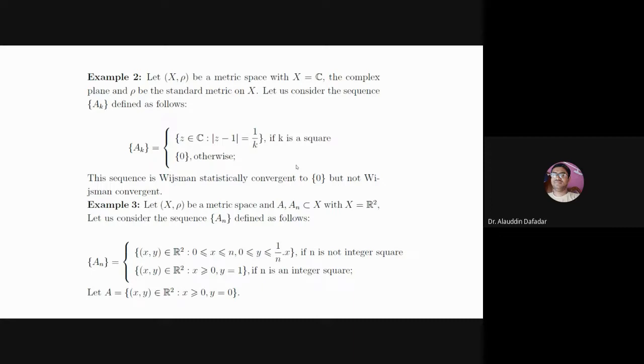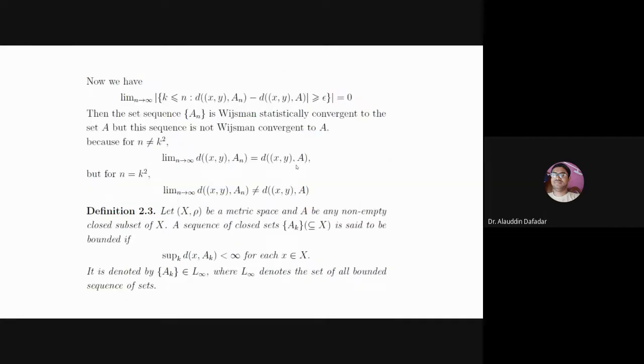Take another example. A_n is the set of all (x, y) belonging to R^2 such that 0 ≤ x ≤ n and 0 ≤ y ≤ x/n if n is not an integer square, and x ≥ 0, y equal to 1 if n is an integer square. We take capital A equal to the set of all (x, y) belonging to R^2 such that x ≥ 0, y equal to 0. If we take the limit, then we see that the sequence A_n is Wijsman statistically convergent to the set A, but this is not actually Wijsman convergent to A.